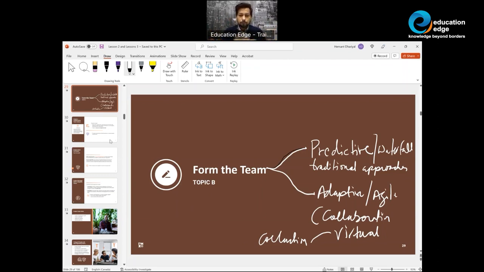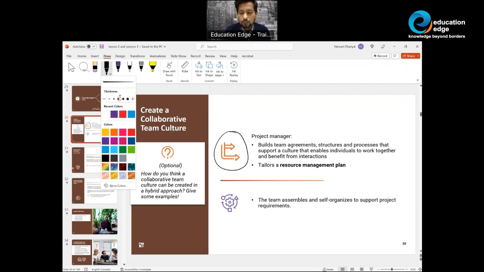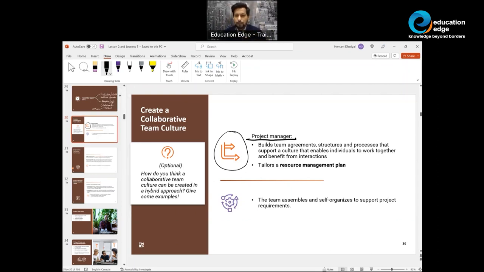So let's take a look at forming the team, as I said, in predictive projects right here. In predictive projects, forming the team is one of the project manager's primary responsibilities, and the project manager will build the resource management plan and, based on that, acquire the resources that would help perform the work of the project. In hybrid as well as adaptive projects, the team is empowered. The teams are empowered.